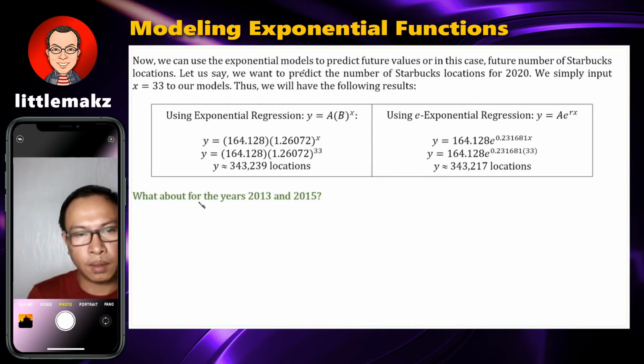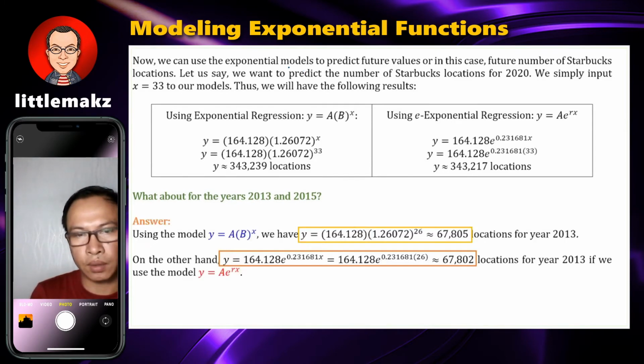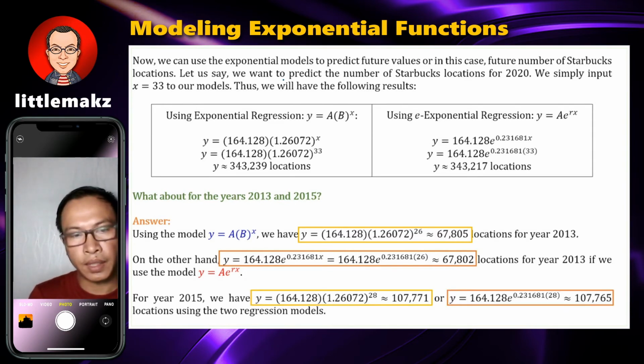Now, what about the years 2013 and 2015? Maybe we could just simply make use of our calculators to find it out. In the year 2013, we have total locations of 67,805 using your first model. For the second model, we have 67,802, so a difference of 3. On the other hand, for the year 2015, for the first model, we have 107,771 and 107,767 for the second model, the e exponential model.